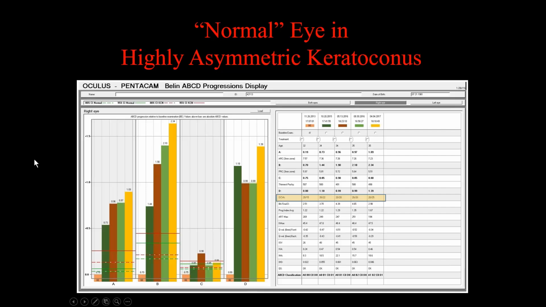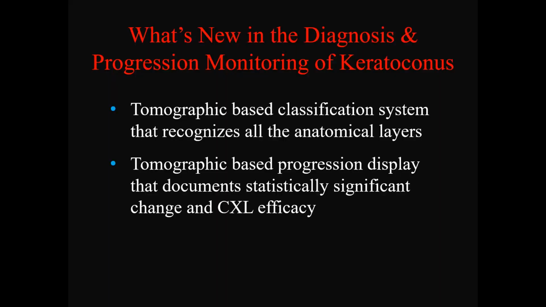So again, the goal of all this is to let us document progression as early as possible and not have to wait till we have significant visual loss. So again, what's new in the diagnosis and progression? Again, it's a tomographic-based classification system that recognizes all the anatomical layers. And again, it's a tomographic-based progression display that documents statistically significant change.